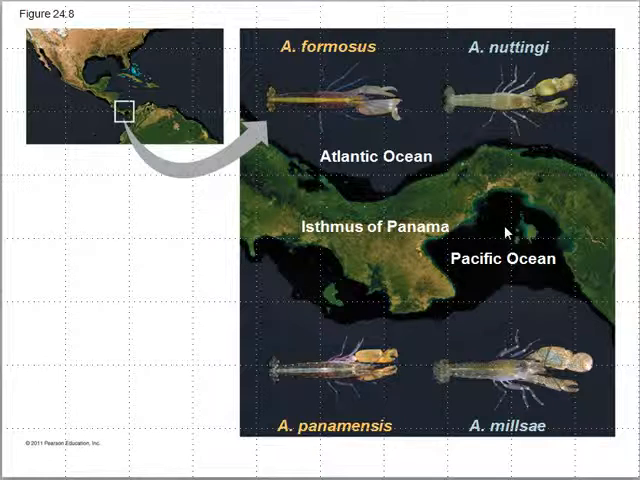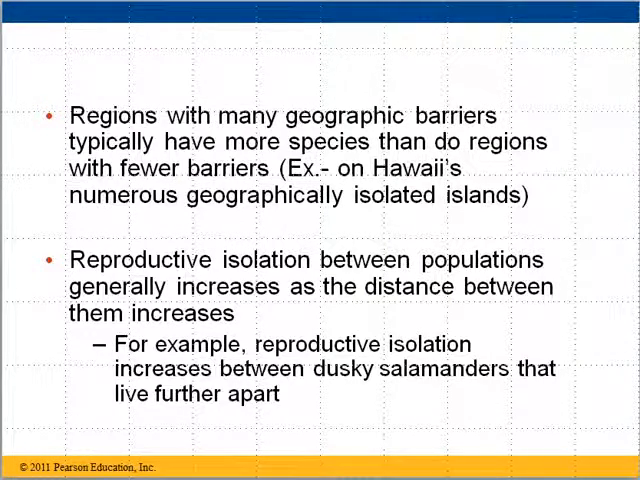Other key pieces of evidence for allopatric speciation include the fact that regions of the world that have a lot of geographic barriers, like mountainous areas and lots of streams or rivers or lots of different features that would easily separate populations, tend to have more species than do regions with few barriers. So if you have a continent that is fairly flat and open and has fewer geographic barriers, you wouldn't expect to find as many species.